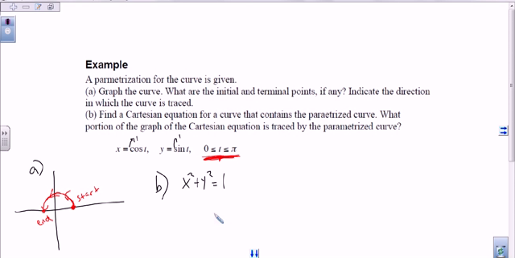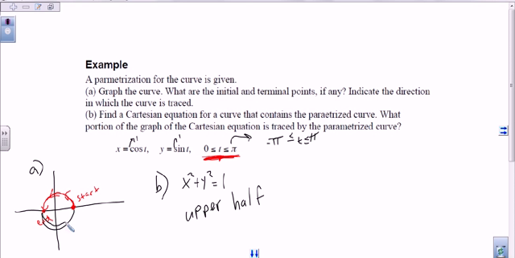Then what portion of the graph of the Cartesian equation is traced by the parametrized curve? We already talked about that. It's the upper half. That's the part that's being traced by this curve. So in your grapher, if you want to, try to figure out what we would have to do to trace all of it. So go from negative pi to pi. See if it graphs all of it. And it should, because it'll go the rest of the way. It'll get this bottom half.